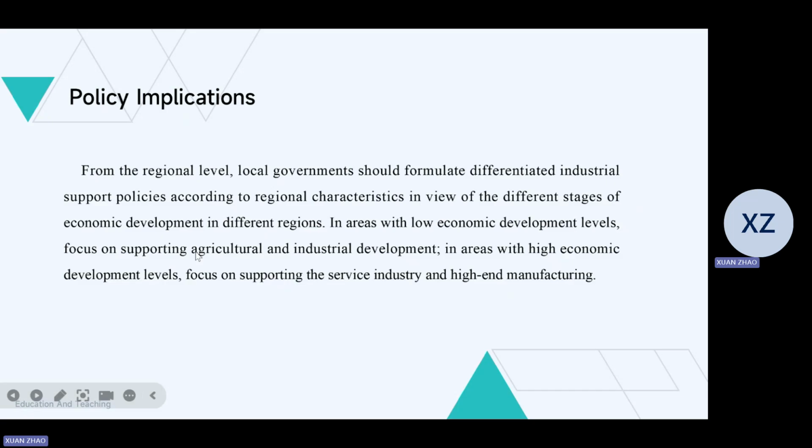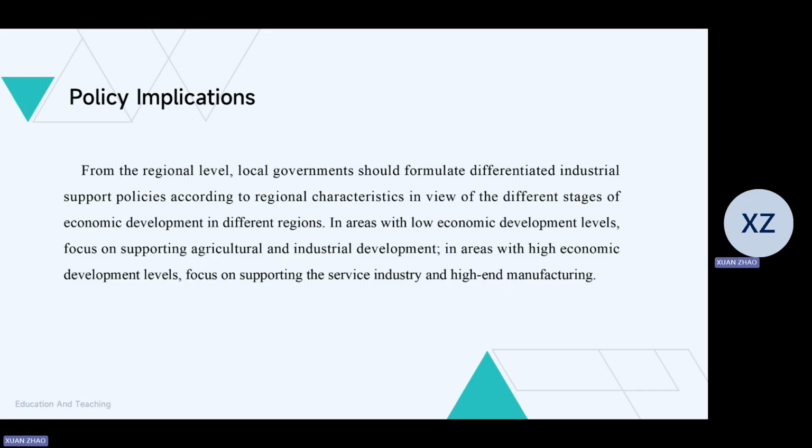Okay. From the regional level, this research proposes that local governments should formulate differentiated industry support policies according to regional characteristics and the different stages of economic development in different regions, because we know that in China, the development of regions is unbalanced. So different regions have different GDP growth rates. Based on this phenomenon, the government should formulate specific policies to promote GDP growth.